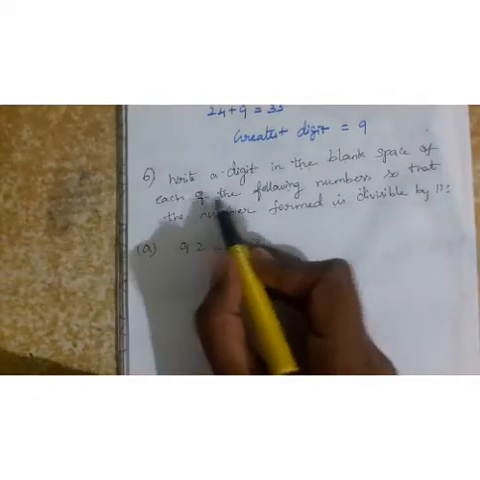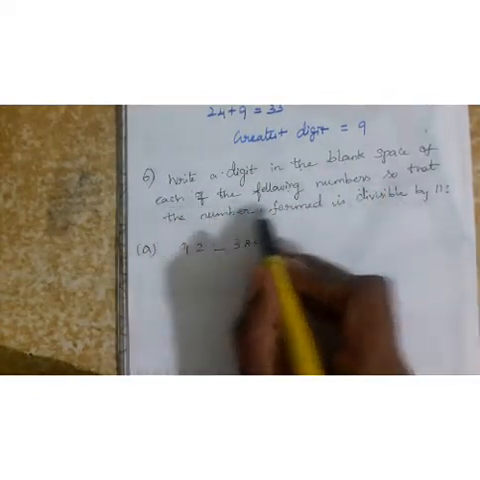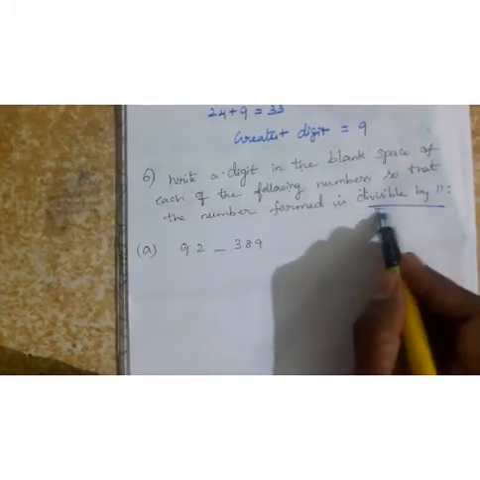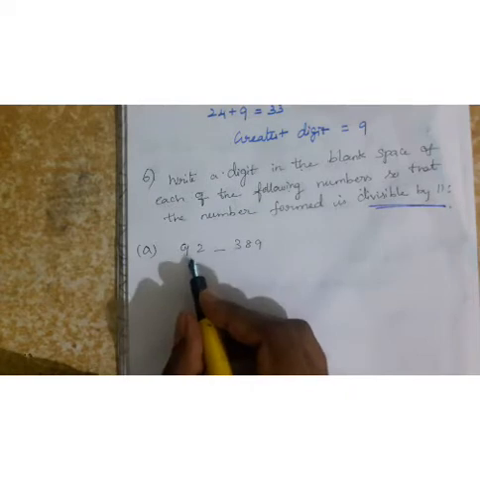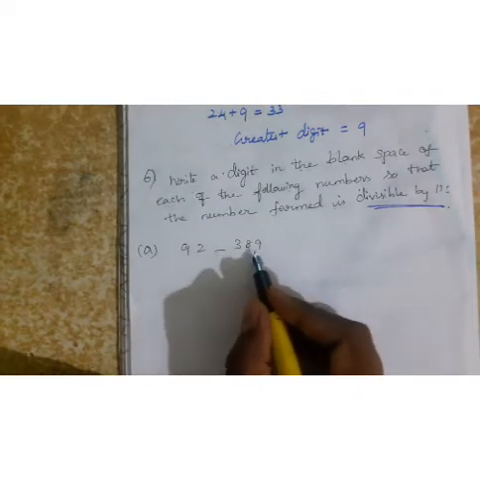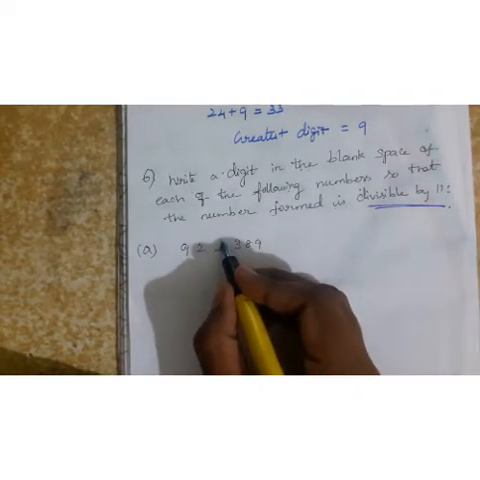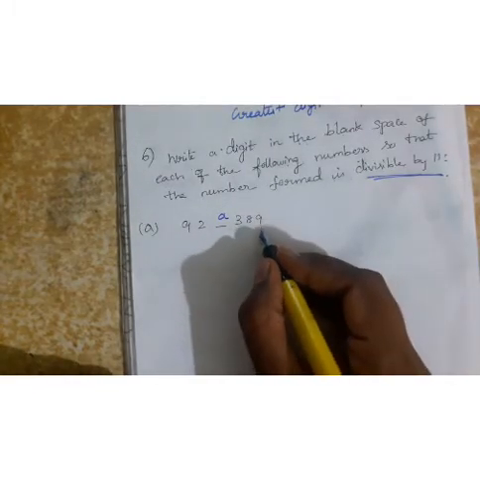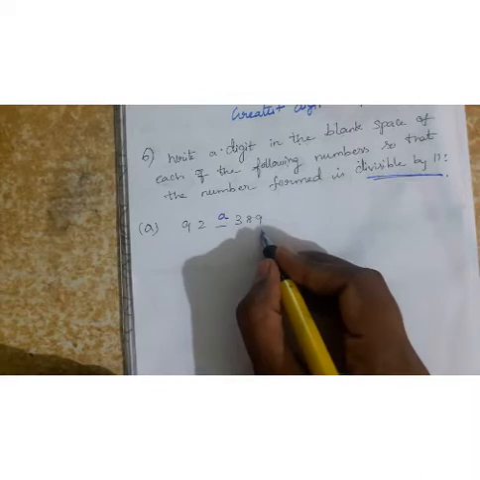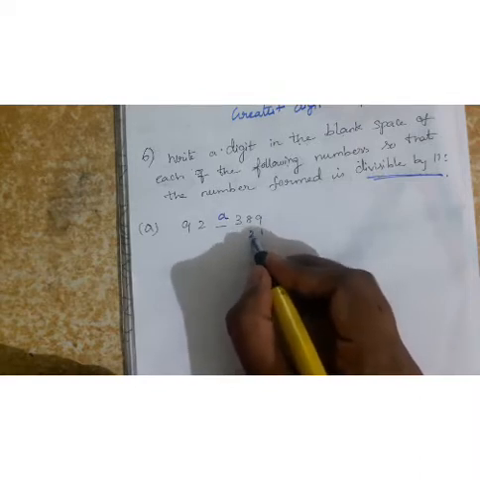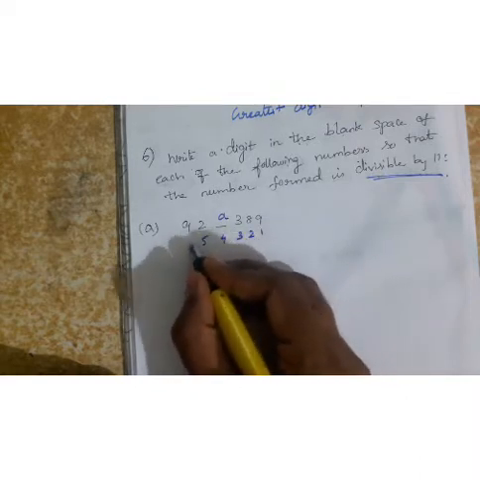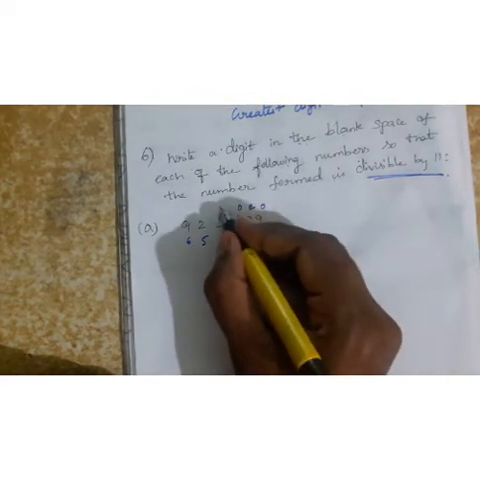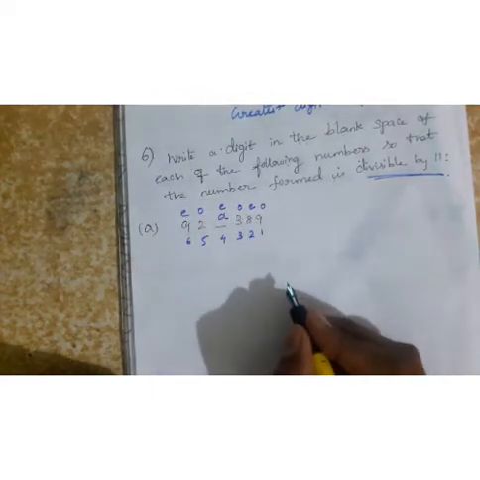Question number 6. Write a digit in the blank space of each of the following numbers so that the number formed is divisible by 11. A part 9 blank space 389. Let A be the number in the blank space. Now write 1 from the right, 1, 2, 3, 4, 5, 6. So this is odd place, this is even place, this is odd place, this is even place, this is odd place, and this is even place.